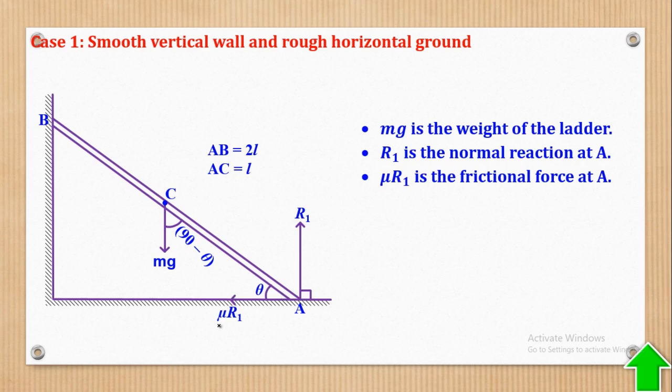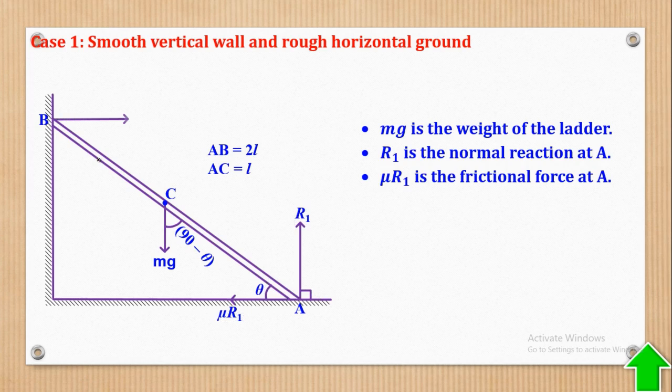Now this mu R is the formula for friction, whereby mu is the coefficient of friction and R1 is the normal reaction at this point. As you can see, this is normal reaction and this will be the coefficient of friction. So when you multiply the two, you'll be able to get the frictional force at that point.